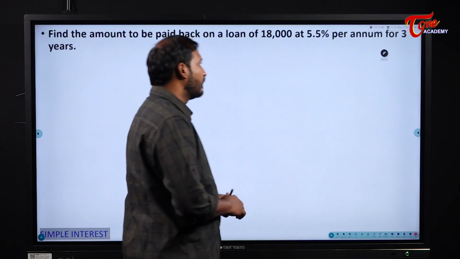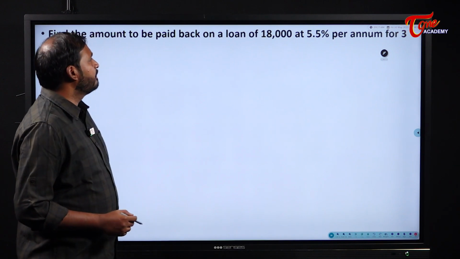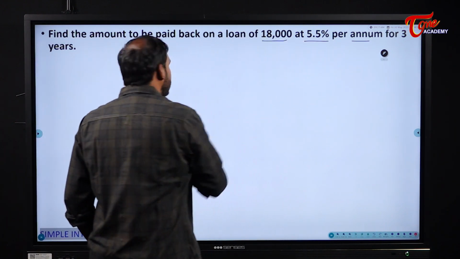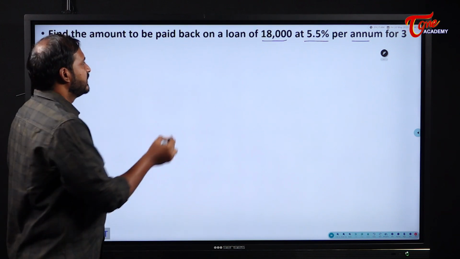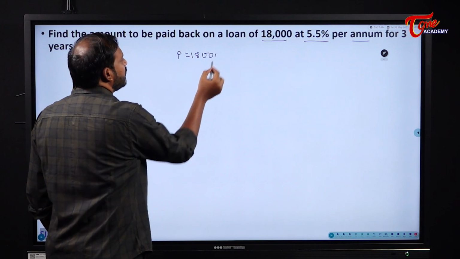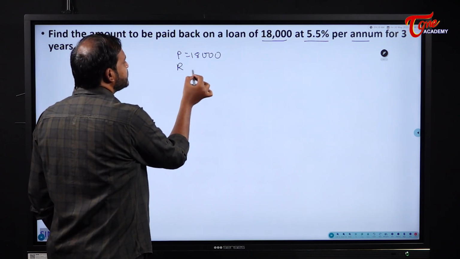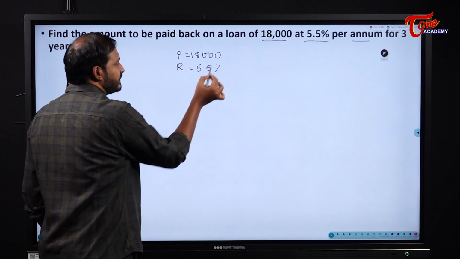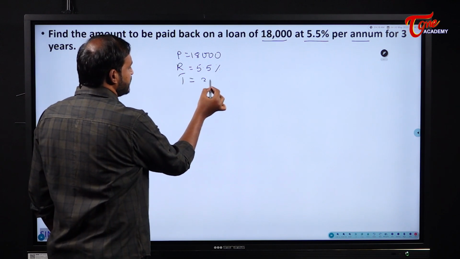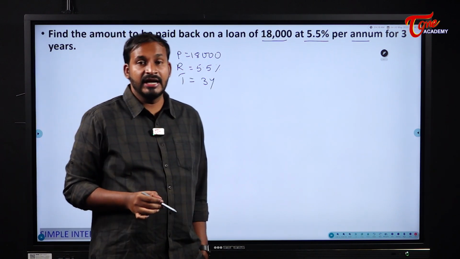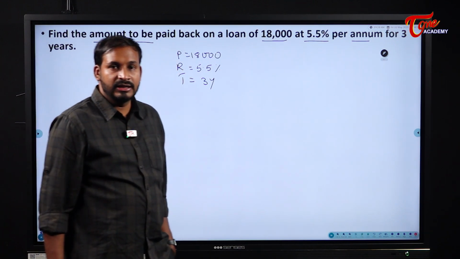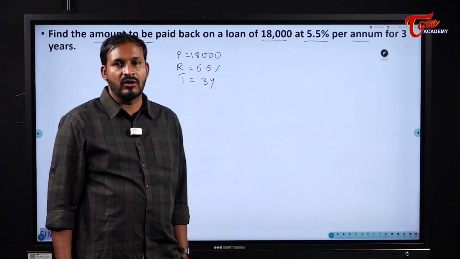Right? Now, find the amount to be paid back on a loan of 18,000 at 5.5% per annum for 3 years. That means, what is the principal here? 18,000. He took a loan of 18,000. And rate of interest is here how much? 5.5%. And time period is 3 years. And they are asking us what? Directly they are asking us the amount, not interest.